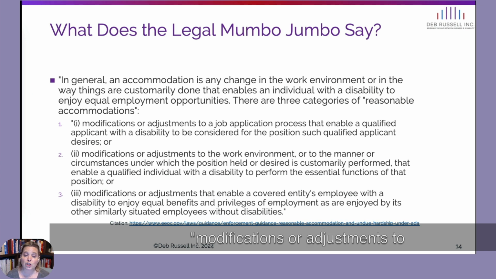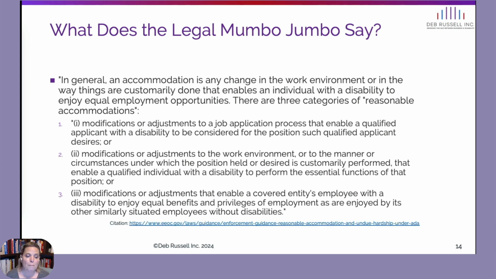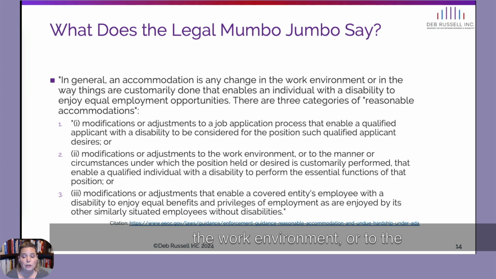The first one is modifications or adjustments to a job application process that enables a qualified applicant with a disability to be considered for the position. The second is modifications or adjustments to the work environment or to the manner or circumstances under which the position held or desired is customarily performed that enable a qualified individual with a disability to perform the essential functions of that position. The third category is modifications or adjustments that enable a covered entity's employee with a disability to enjoy equal opportunity, benefits, and privileges of employment as are enjoyed by its other similarly situated employees without disabilities.